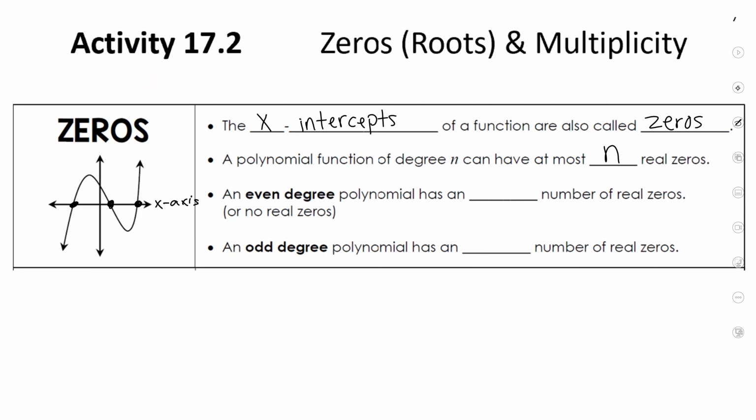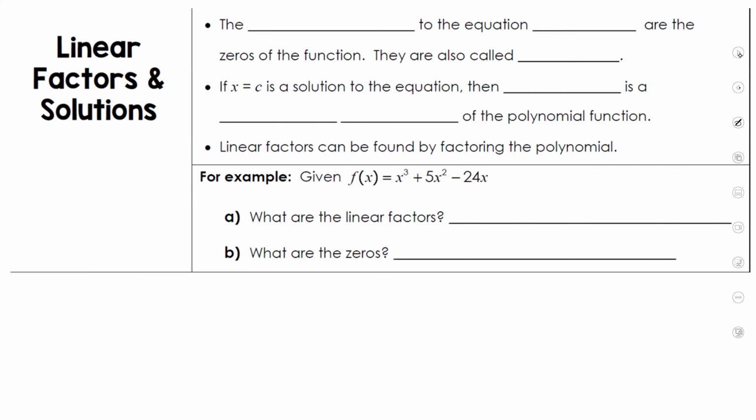So an even degree polynomial has an even number of real zeros, or no real zeros. And an odd degree polynomial has an odd number of real zeros. The solutions to the equation f of x equals 0 are the zeros of the function. They are also called roots.